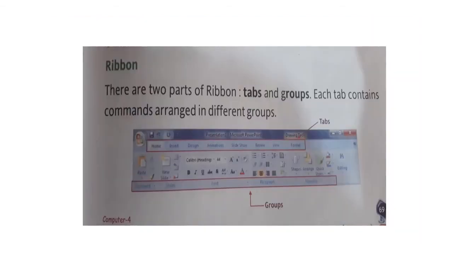The next screen element we are having is ribbon. There are two parts of ribbon: tabs and groups. Just have a look in the given figure. Tabs on the top and groups are at the bottom. Each tab contains commands arranged in different groups.